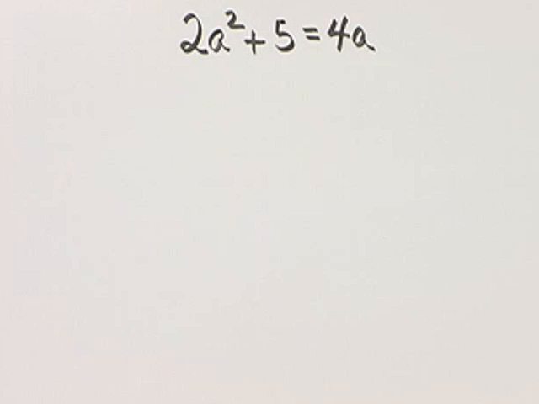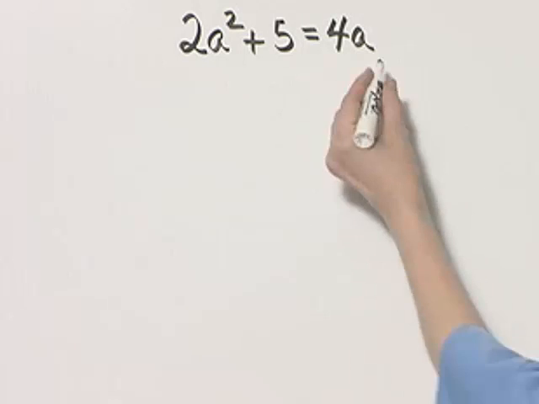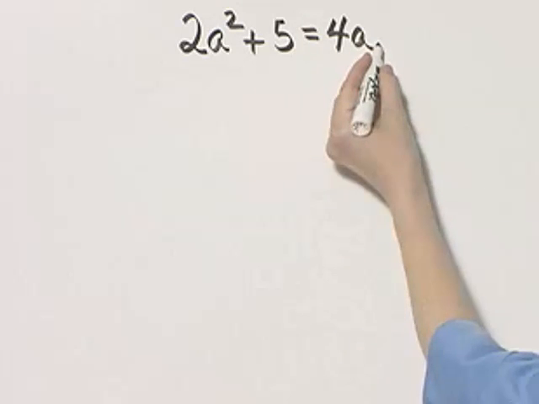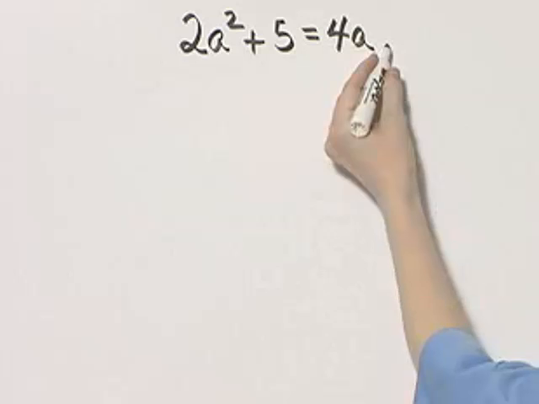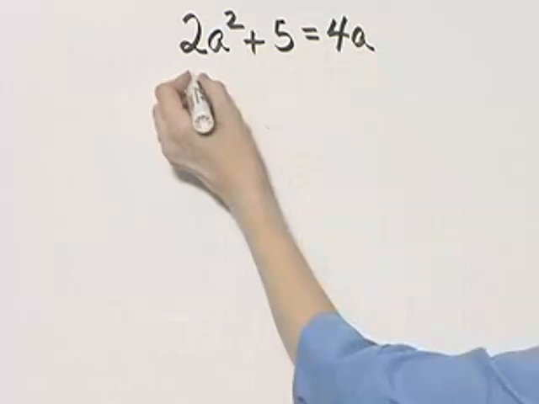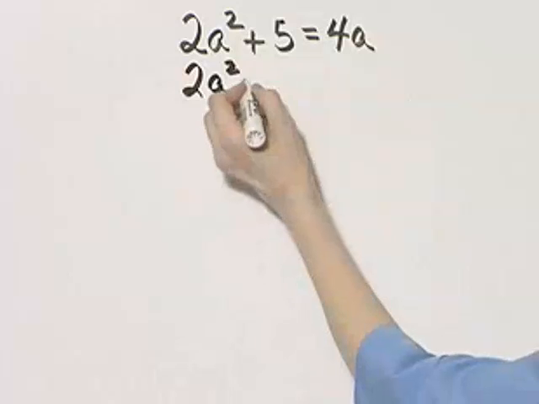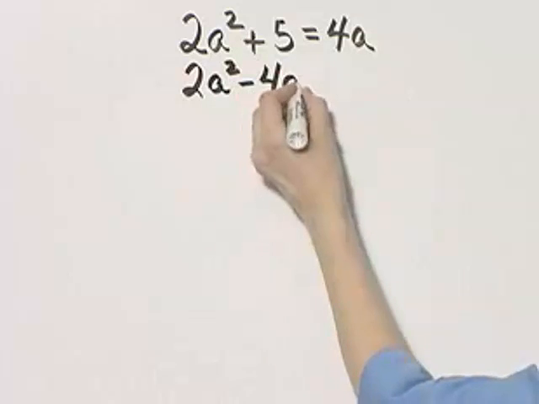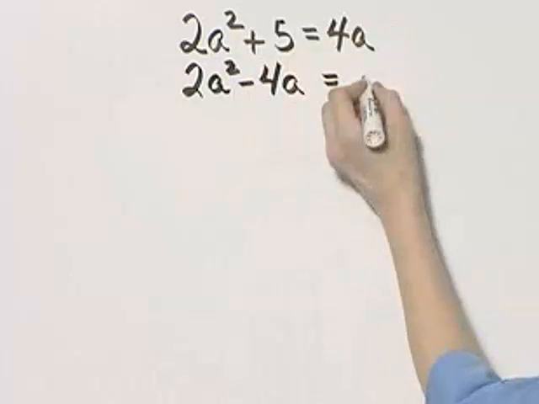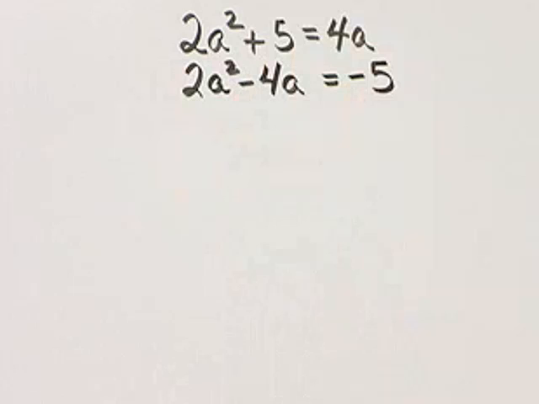Let's solve this quadratic equation by completing the square. So I want two things to happen here. First of all, I want the constant term by itself on one side of the equation. Let's go ahead and accomplish that. That's 2a squared minus 4a is equal to negative 5.